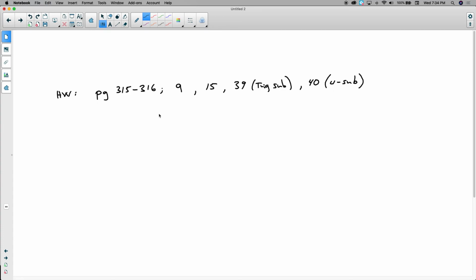And then I want you to do this extra problem that is not from the book. And the extra problem is I want you to find the area bounded by the ellipse. And the ellipse is x squared plus y squared over 4 equals 1.